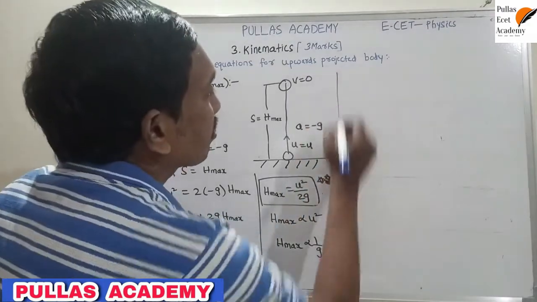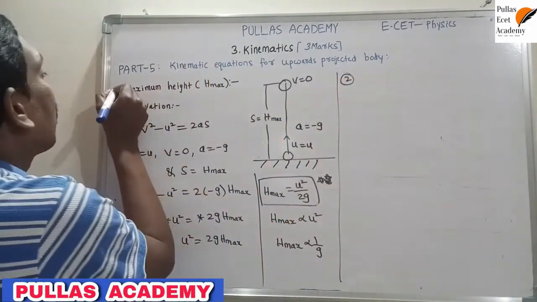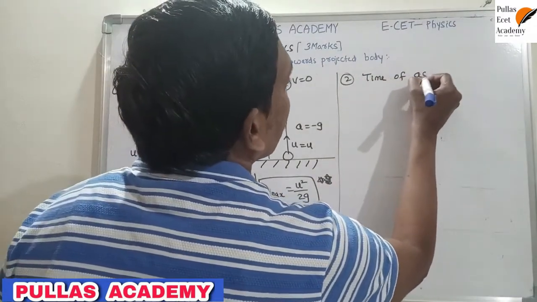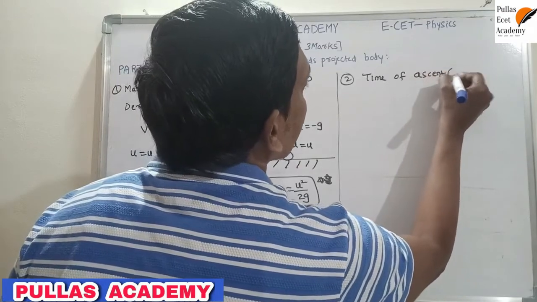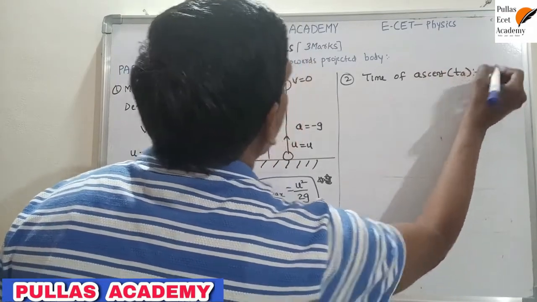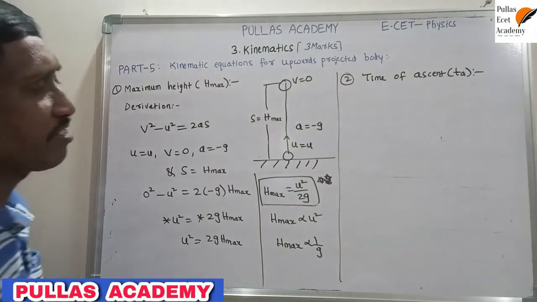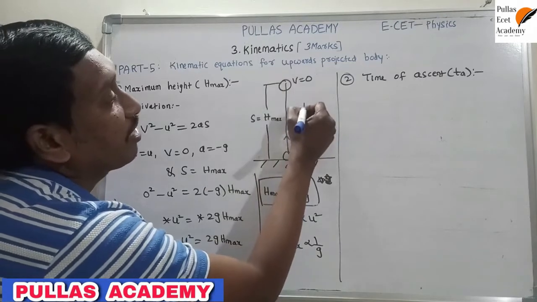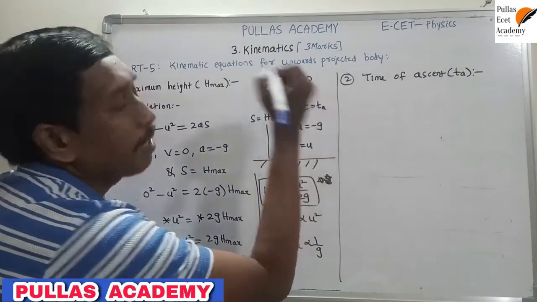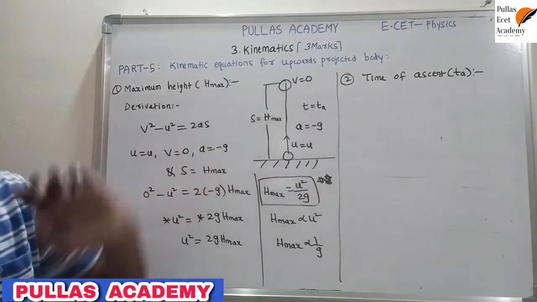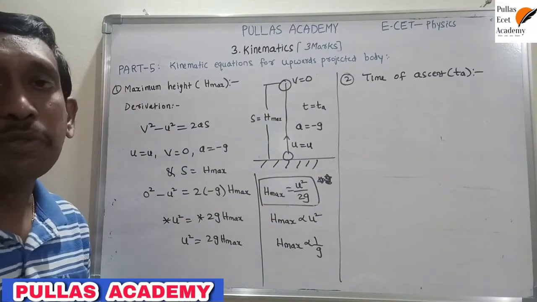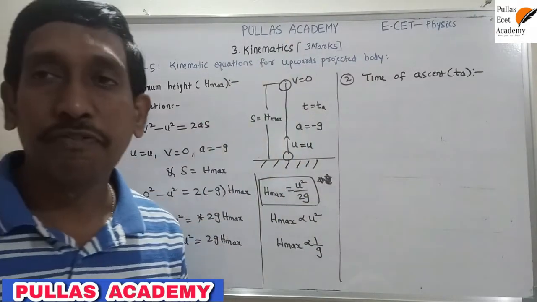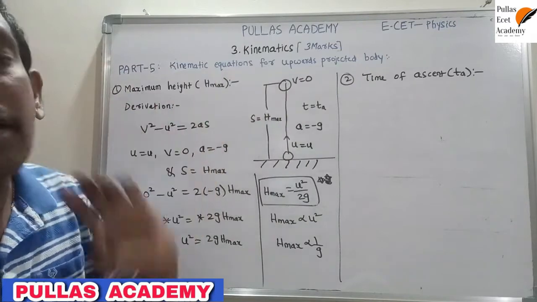Now we are going to discuss one more parameter, that is called time of ascent, denoted by TA. Listen carefully. Time of ascent: if you project one body upwards, it takes some time to reach the maximum height. That taken time is time of ascent, so here we consider TA. That means the time taken by an upwards projected body to reach the maximum height is called time of ascent.